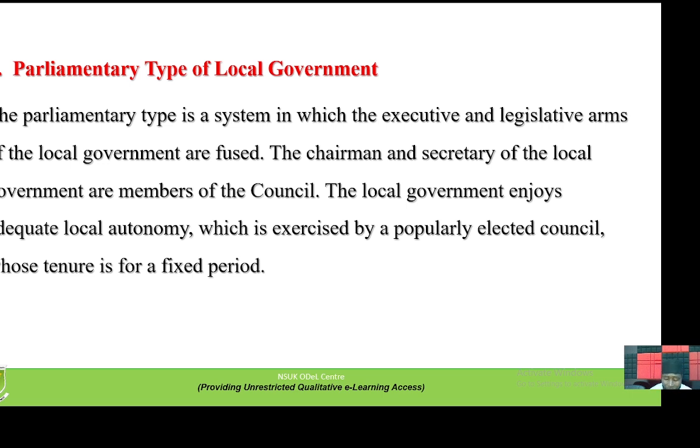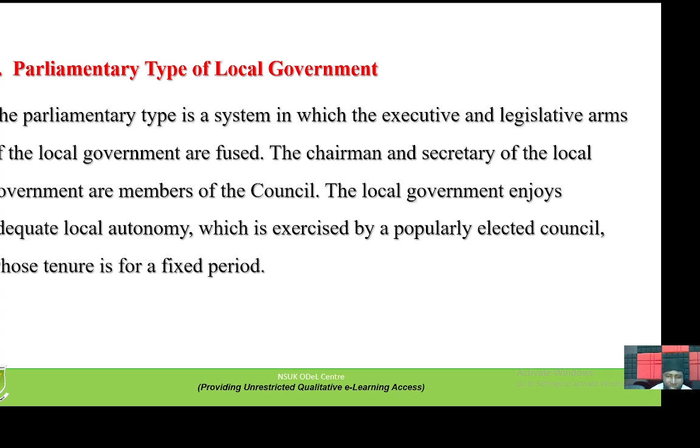If you look at the United Kingdom, that's Britain, you find that the system operated is more of a parliamentary system of government. And in the parliamentary system of government, the parliament has executive responsibility and at the same time legislative responsibility, because the parliament acts as a council, and the chairman of the council is elected from the parliament.